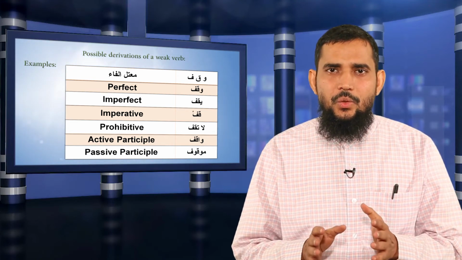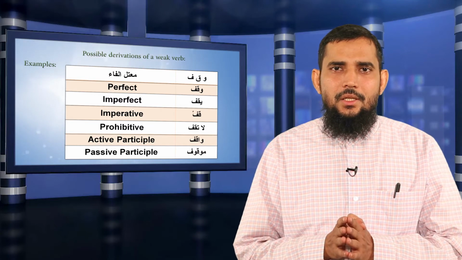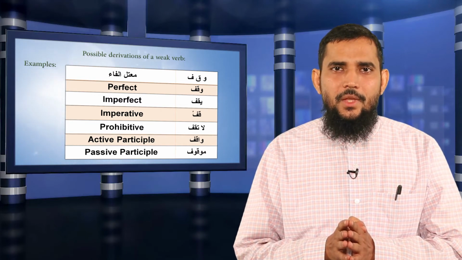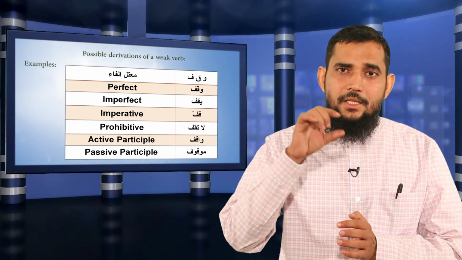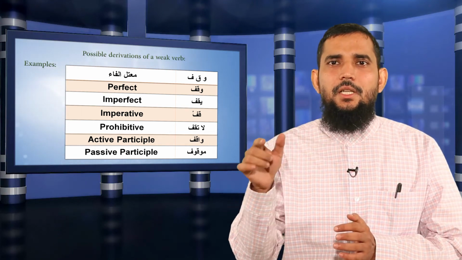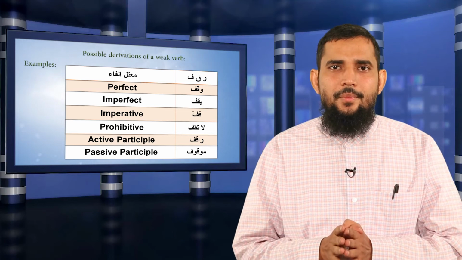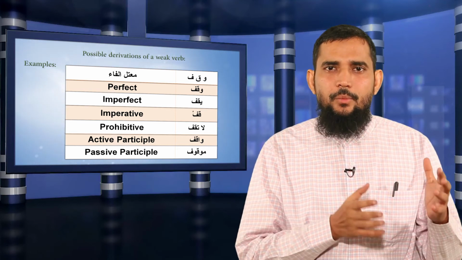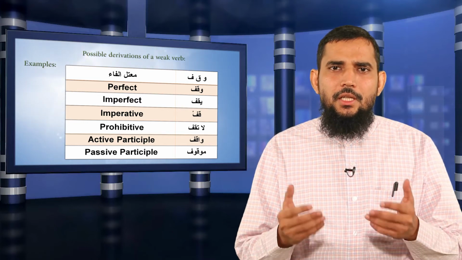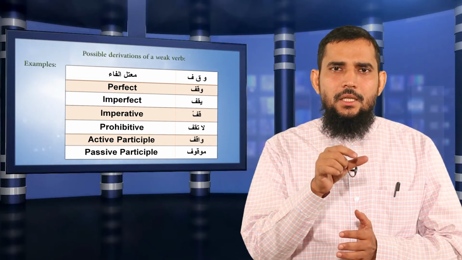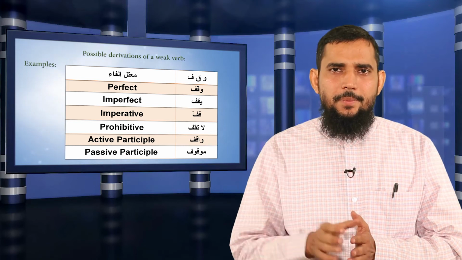So this is what you have learned till today about the importance of the existence of weak letters in a weak verb. We can derive so many forms. We can make pronunciation easier by deleting, by replacing. Now I have another question. What are the commonly used patterns of weak verbs?